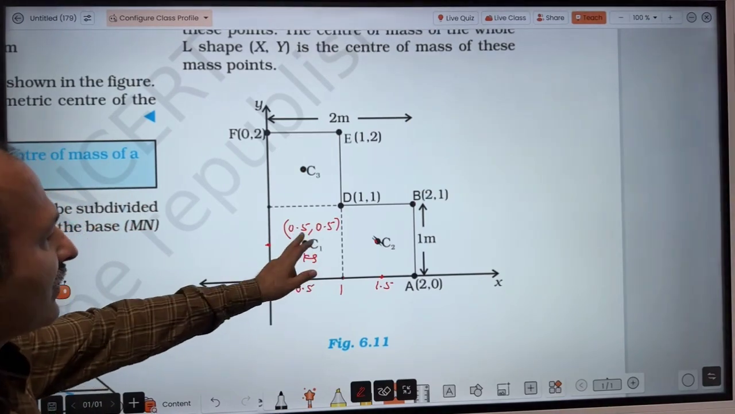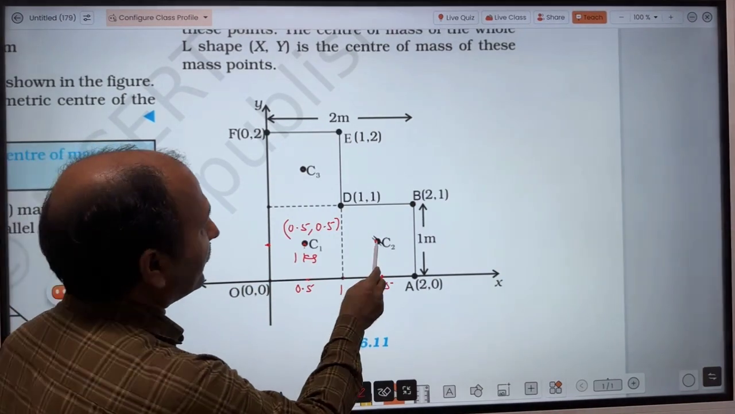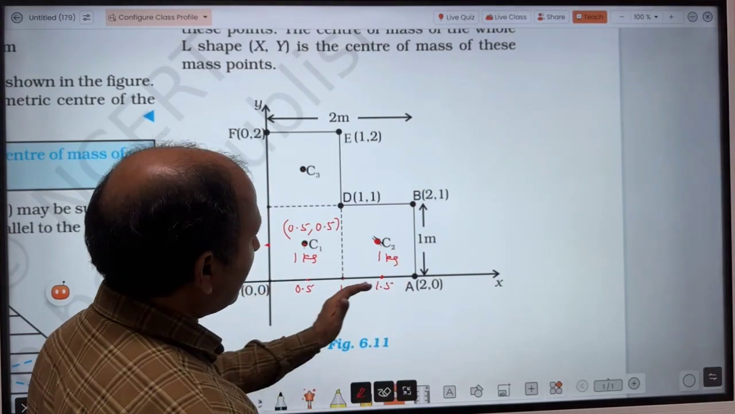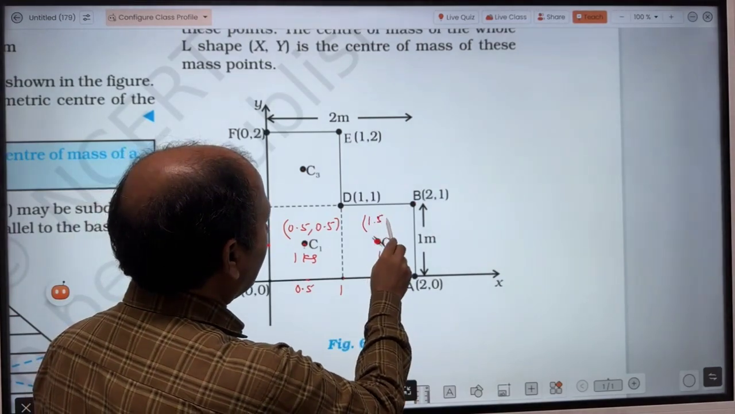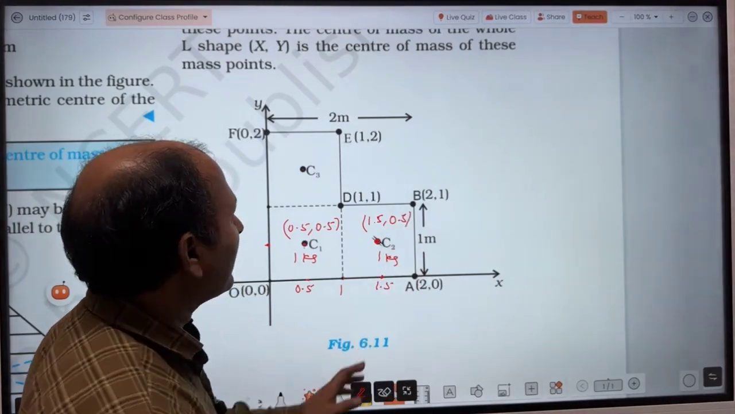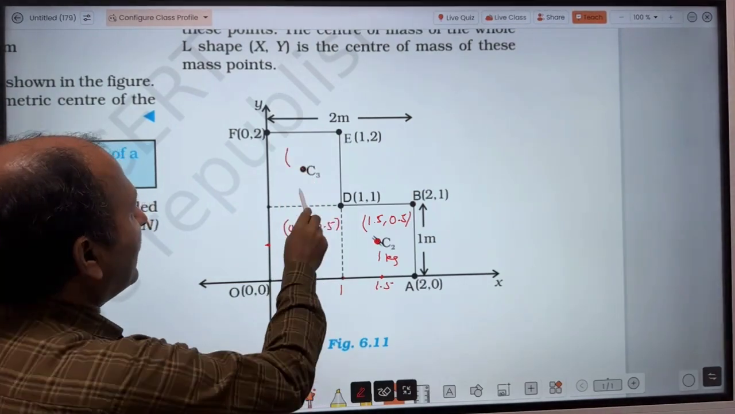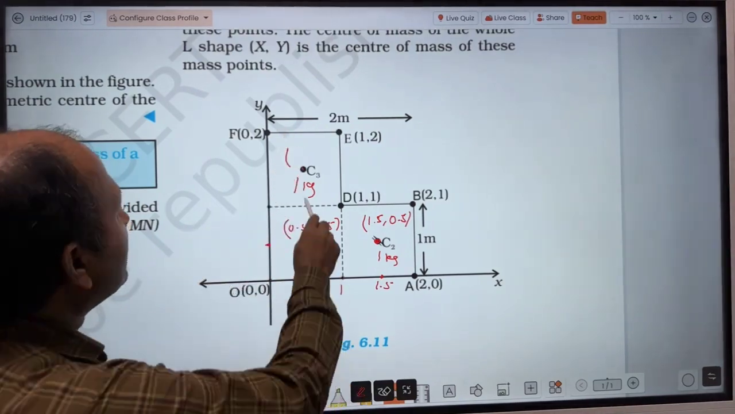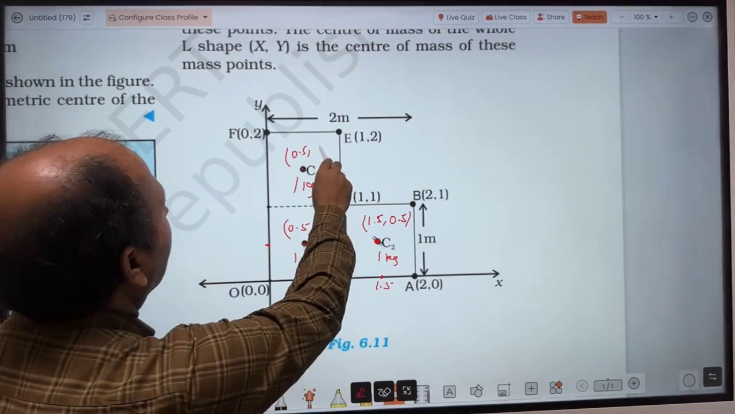So this is the first coordinate x1, y1, and this is m1. Now consider the situation of this mass. The mass is again 1 kg. What is the x coordinate? Here the x coordinate, as you observe, is 1.5. And what is the y coordinate? Again it is halfway, so 0.5. So you have got the y coordinates also. Now consider this. For this, the mass is again 1 kg, and the x coordinate will be 0.5 and the y coordinate will be 1.5.